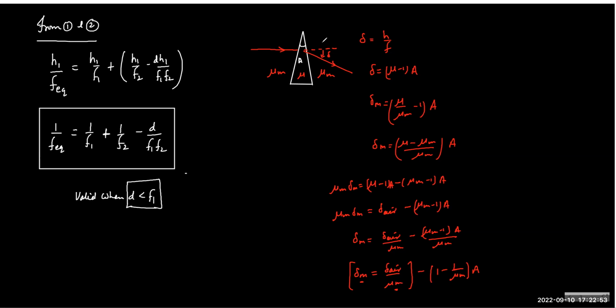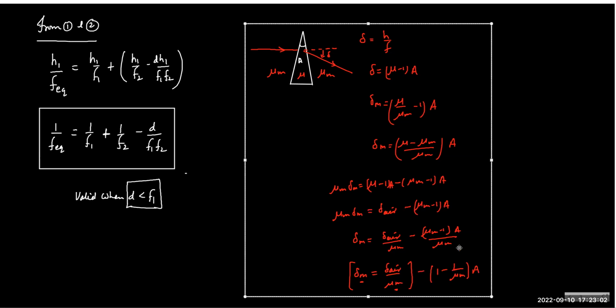So there is a question: what if the space between the lens is filled with some medium? I think this is not required. I can just put a bracket and say ignore. So what if we have a medium, and the medium is only between the lens?